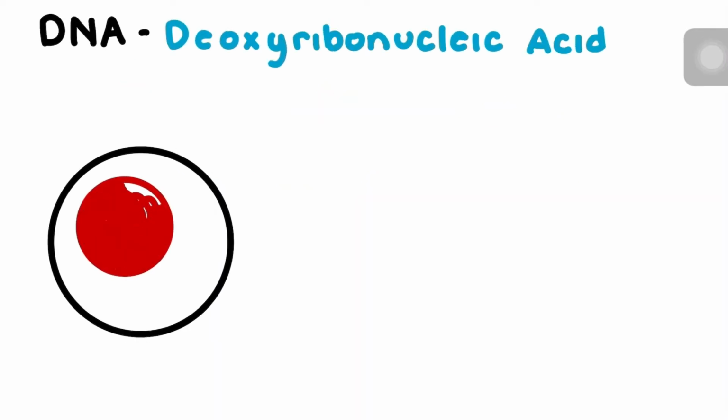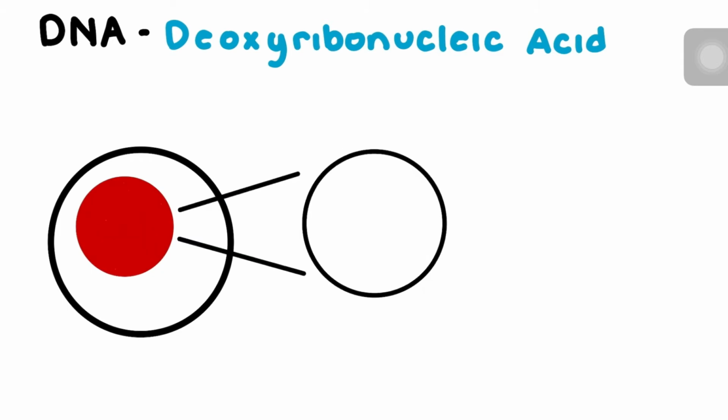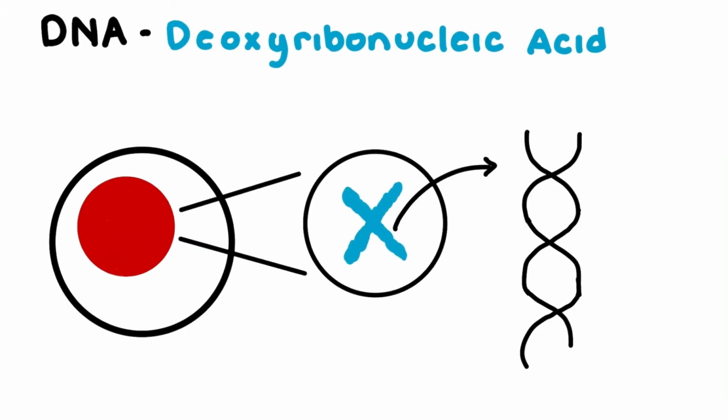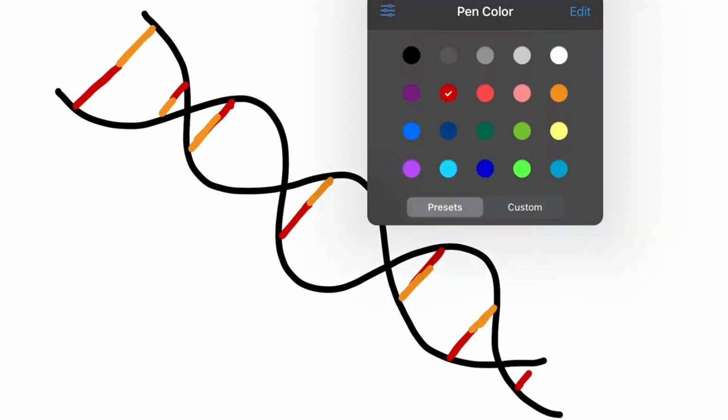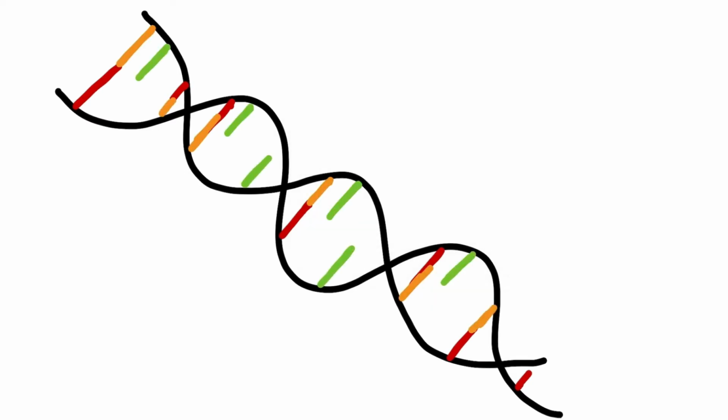Deoxyribonucleic acid is the hereditary material in humans and almost all other organisms. DNA is located in the nucleus of our cells and our chromosomes and is made up of various smaller molecules called nucleic acids. It has a double helix that looks like a spiral ladder. Sugar and phosphate form the backbone of the ladder while the nitrogenous bases form the rungs.